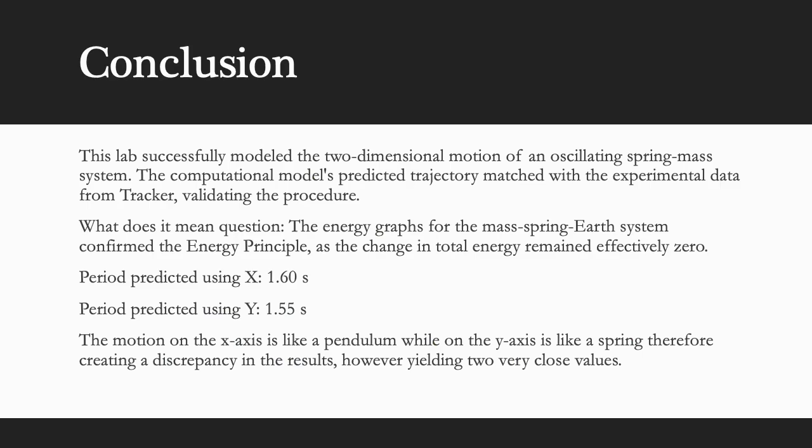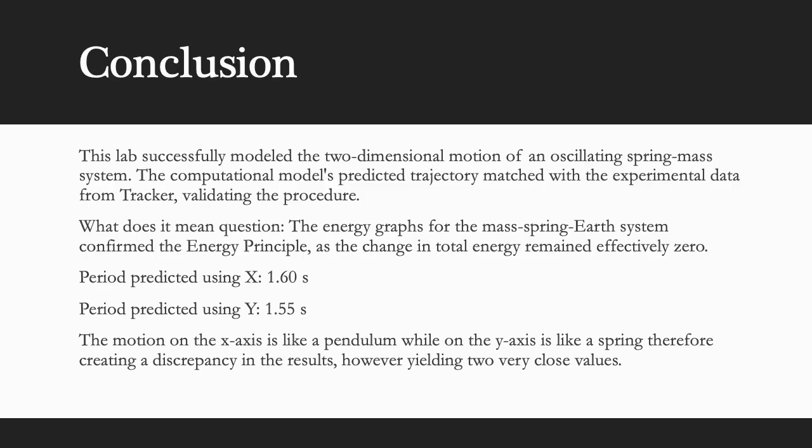Conclusion: the lab successfully modeled the two-dimensional motion of an oscillating spring mass system. The computational model predicted the trajectory and matched the experimental data from the tracker, validating the procedure. What does it mean? Question. The energy graphs for the mass spring system confirmed the energy principle, as the change in total energy remained effectively 0, as I showed before.